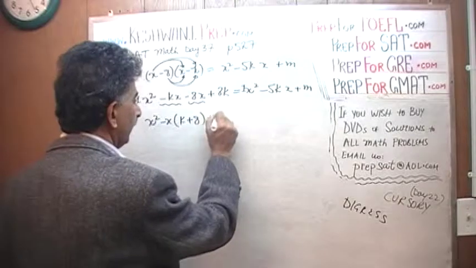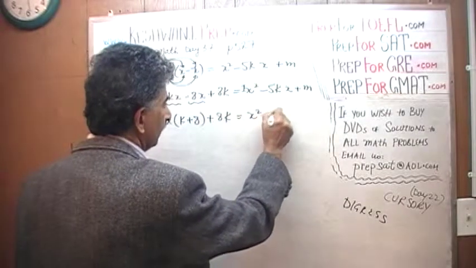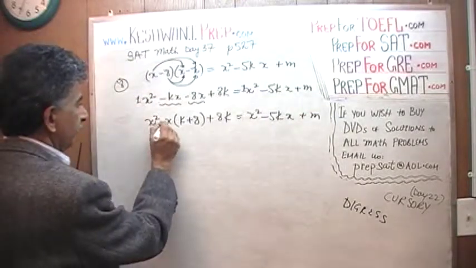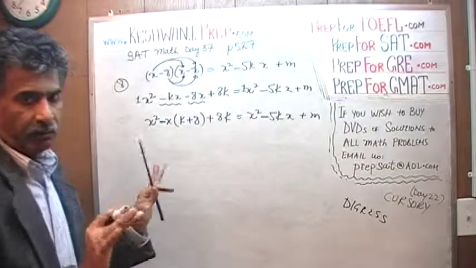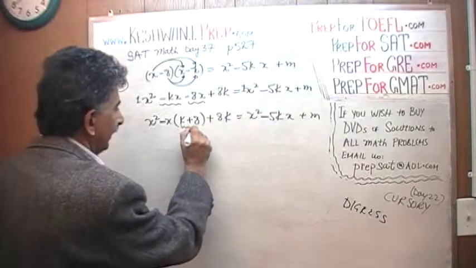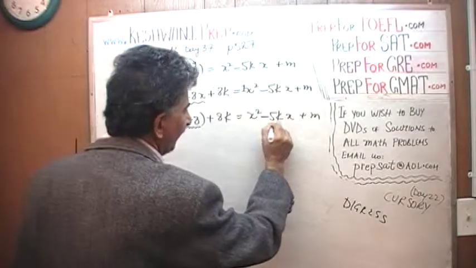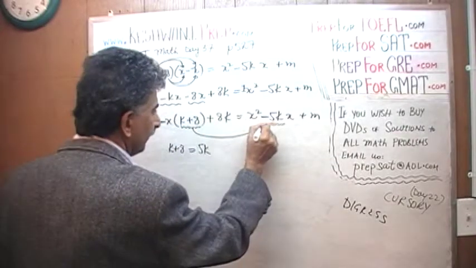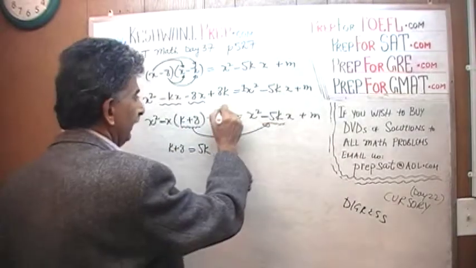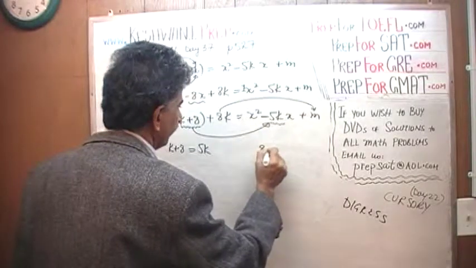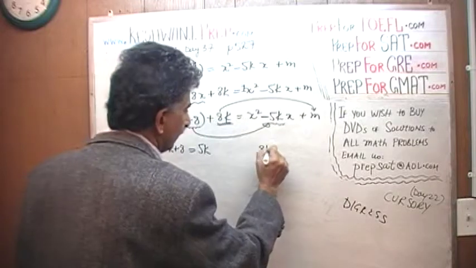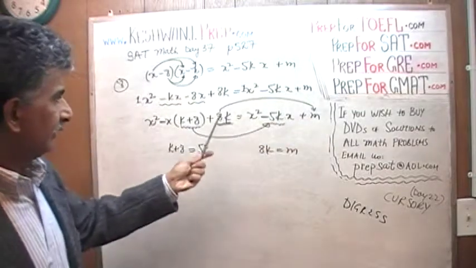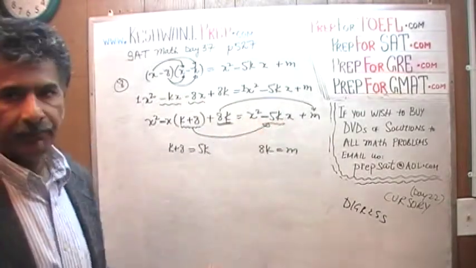And here we have 8k equals x squared minus 5kx plus m. Now as you can see, we have a negative in front of x here and a negative here, so they are both negative, and that part you don't have to worry about. So k plus 8 must equal 5k. And similarly, 8k must equal m, because that's the constant here and that's the constant there. That's it, we are done.